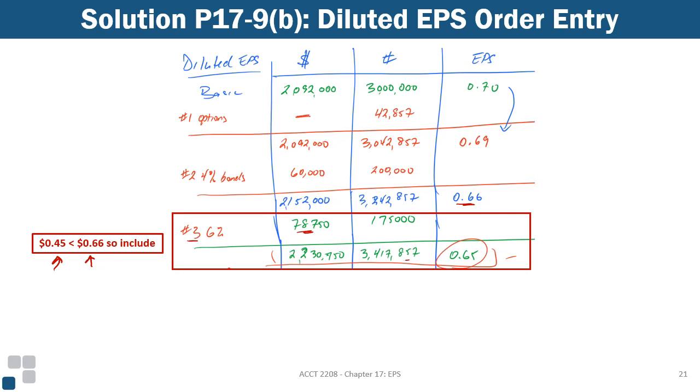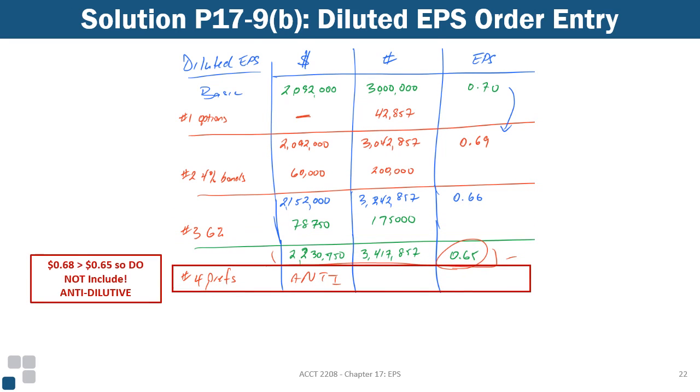Now watch this. The fourth ranked item was the preferred shares, but guess what? The individual impact of those is 68 cents. Well, 68 cents is more than 65 cents, so you do not include them. We stop at the 6% bonds because the preferred shares become anti-dilutive.